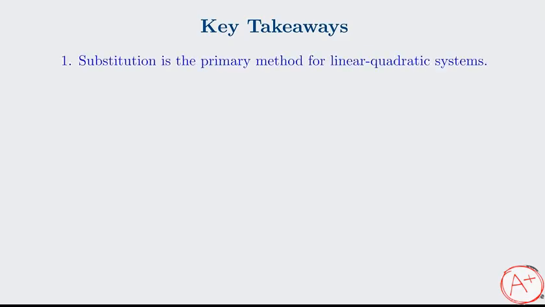To conclude, let's summarize the essential points from today's lesson on simultaneous equations. Substitution is the primary method for linear quadratic systems. Always rearrange the linear equation first to isolate the simplest variable. This reduces the system to a single quadratic equation.